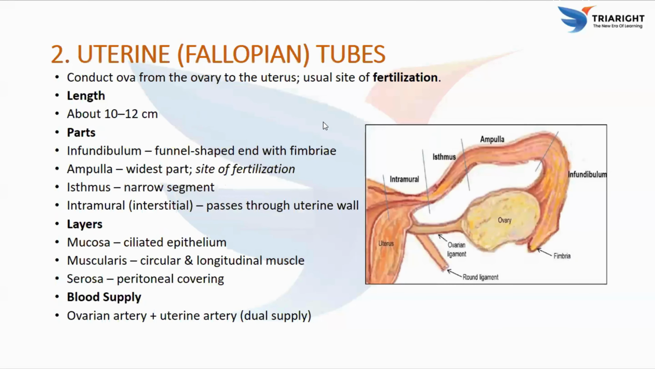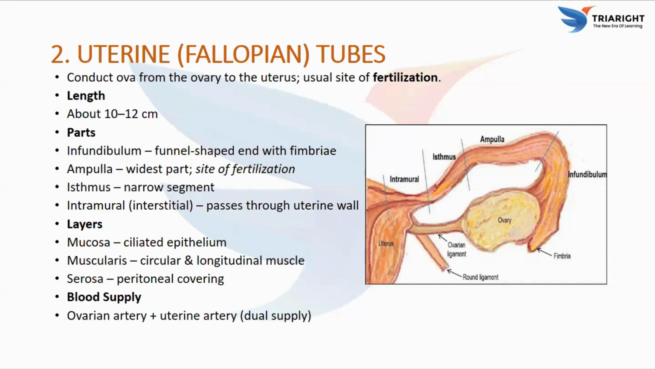The second part is the uterine or fallopian tubes. So what are fallopian tubes? These are two narrow tubes that connect the ovaries to the uterus. The main job is to pick up the egg, allow fertilization and also carry the fertilized egg to the uterus. So what is the main function of the fallopian tubes? They conduct the egg from the ovary to the uterus. They are the usual site of fertilization, where the egg meets the sperm.